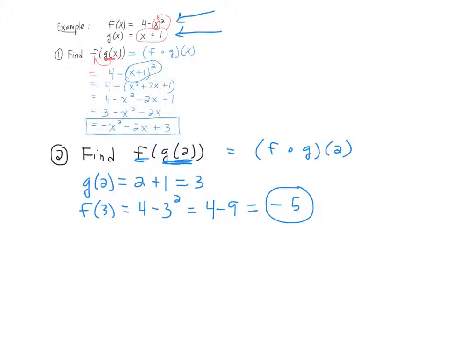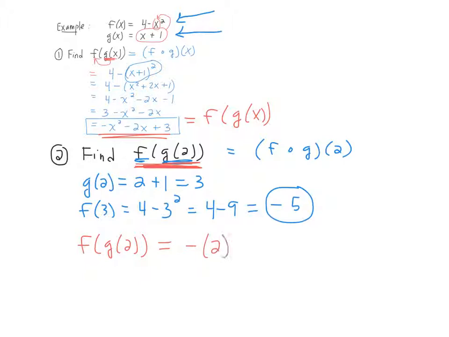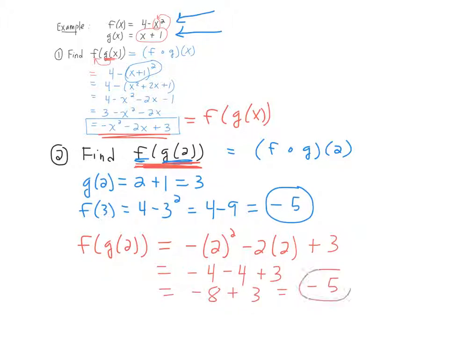The other way, well, keep in mind in this previous part here, we found f of g of x. That fits the mold of what you see here. The only difference is instead of an x, we have a 2. So if you were to find f of g of 2 using that expression, using this answer, let's see what would happen. So we have our negative, and then we would drop a 2 in where we see an x. So if we do this, we're going to have a negative 4 minus a 4 plus 3. When we clean this up, notice we're going to get negative 5.